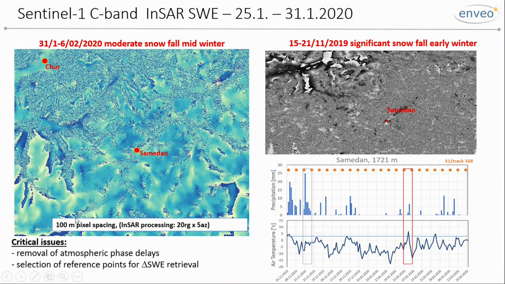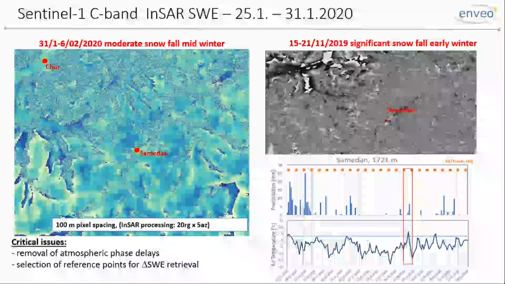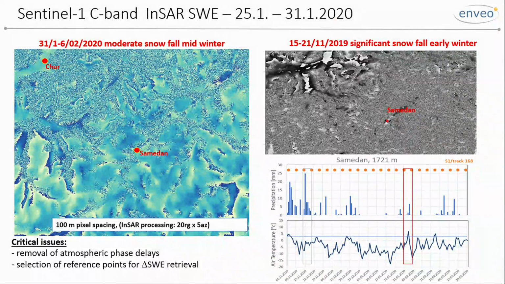So it's approximately 100 meter pixel spacing. So we multi-looked it, 20 pixel in range and azimuth. Some critical issues were the removal of the atmospheric phase, because we used ERA5 for this, and the resolution of this model is definitely not the best in alpine regions. And also the selection of the reference points is quite tricky when you want to apply it, because for each of these isolated phase planes where you have coherence, you would need a point, and in high alpine terrain, this is not so easy to find actually, because you don't know it. So this is still some question.